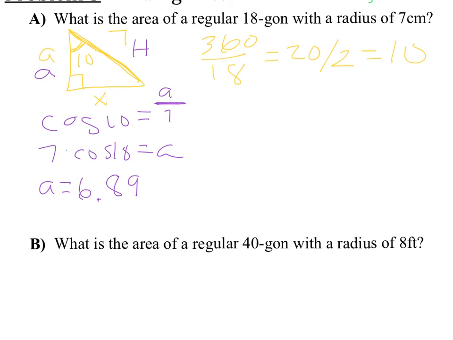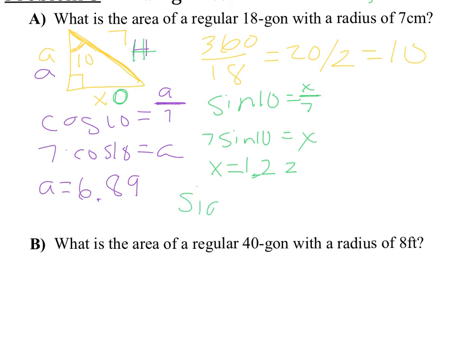Now I have to look for my x value. So x is my opposite from my angle and still my hypotenuse. So sine of my angle is equal to my opposite over my hypotenuse. Again, to get rid of that division, you want to multiply by 7 on the other side, and that will give me my x value. So x is equal to 1.22. This is where you have to be careful, because x is half my side length. So if I'm looking for my side length, my side is going to be equal to 1.22 times 2, which will be 2.44.